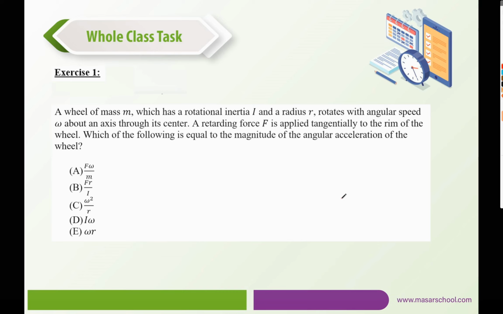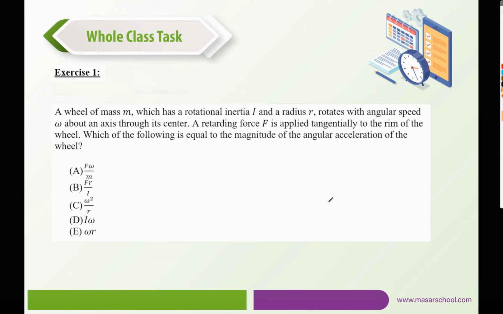Exercise 1: a wheel of mass m, which has a rotational inertia I and radius r, rotates with angular speed omega about an axis through its center. A retarding force F is applied tangentially to the rim of the wheel. Which of the following is equal to the magnitude of the angular acceleration of the wheel? And we know that the angular acceleration can be determined using Newton's second law.